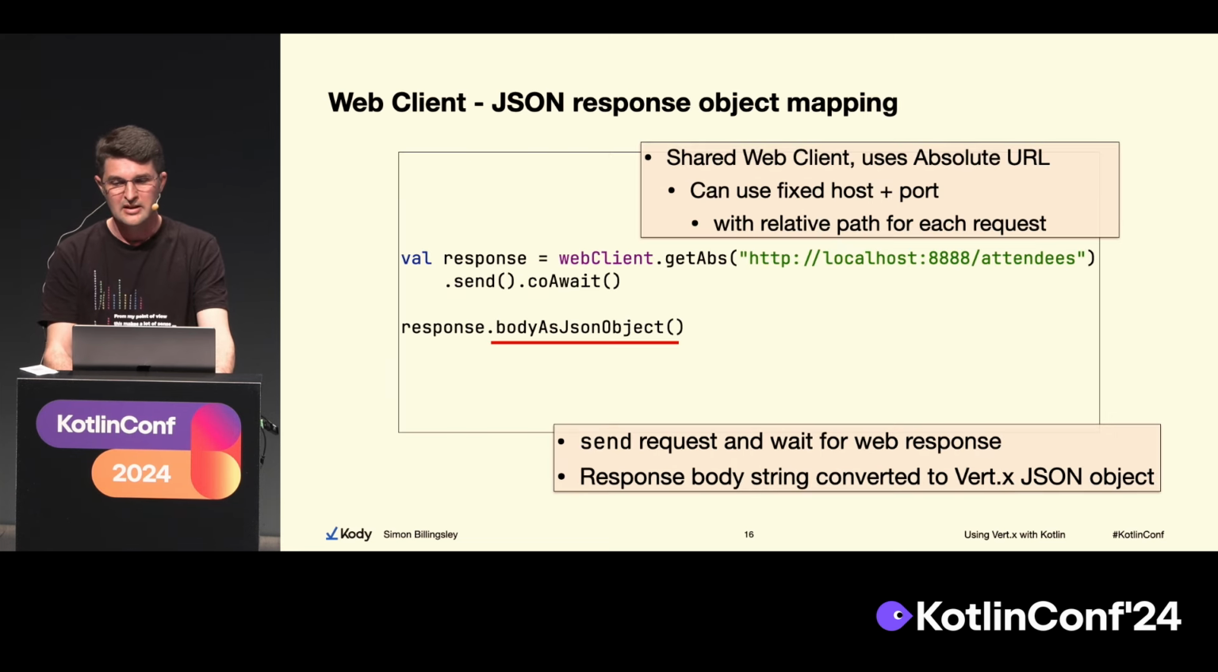This is the client, and I'm sending the web request using a shared client to an absolute URL. But you can configure the client with a fixed host and port, and then use a relative path for each request. The send method sends the request and waits for the web response. And you can see again, coAwait allows the code to be really simple and logical. The HTTP status, headers, and body are available on the response object. So the response object here is converted to a Vert.x JSON object, which is a Vert.x native processing of JSON.